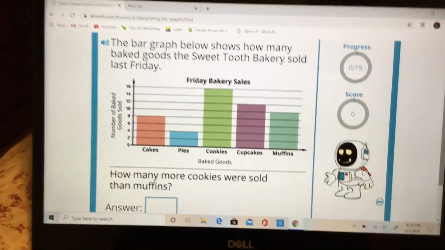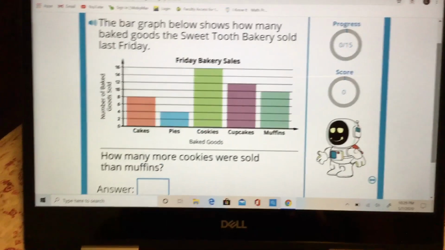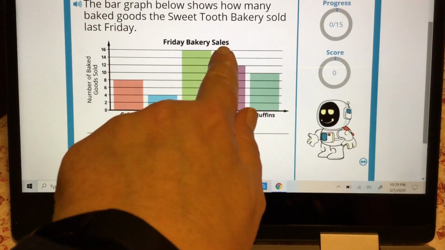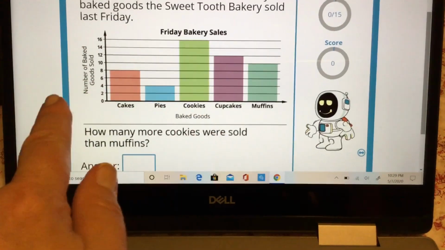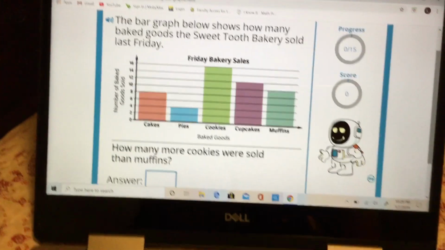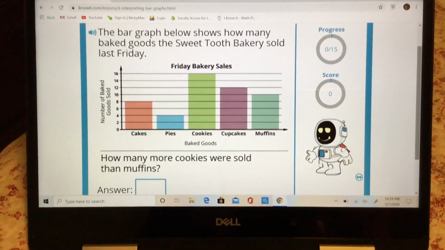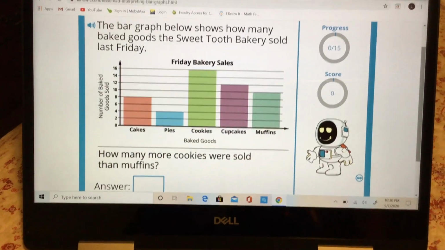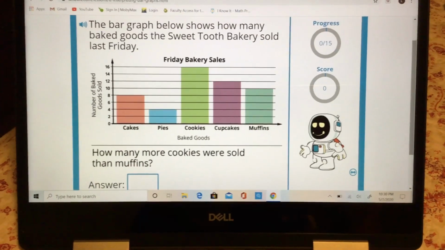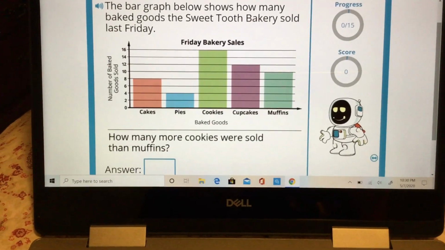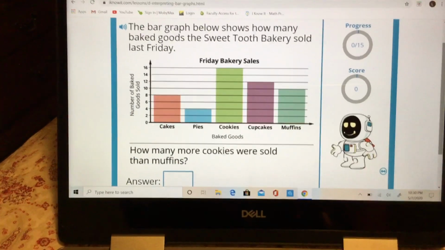Okay? So first of all, let's look at the bar graph. We've got the title, Friday Bakery Sales. Perfect, since it's Friday today. And we've got baked goods, and then number of baked goods sold. It says the bar graph below shows how many baked goods the Sweet Tooth Bakery sold last Friday. And we've got cakes, pies, cookies, cupcakes, and muffins. Of course, as always, some of that information we won't use. It's information that they've given us that we're just not going to utilize.